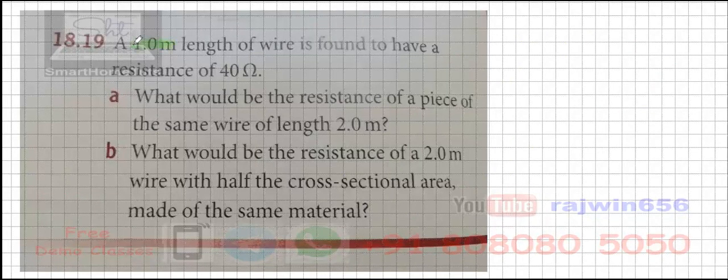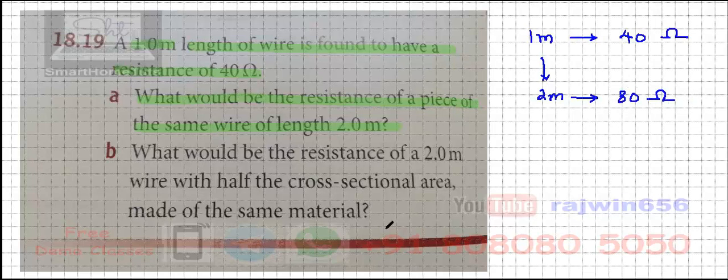A 1.0 meter length of the wire is found to have a resistance of 40 ohms. What would be the resistance of a piece of the same wire of length 2 meters? Now this is a very straightforward question. If a wire is there of 1 meter, its resistance is 40 ohms. If its length is 2 meters, how much will be its resistance? 80. This is going to be 80 ohms.